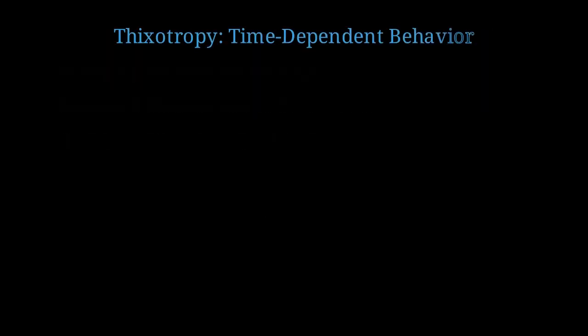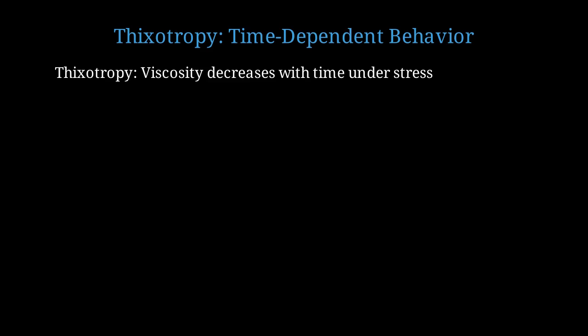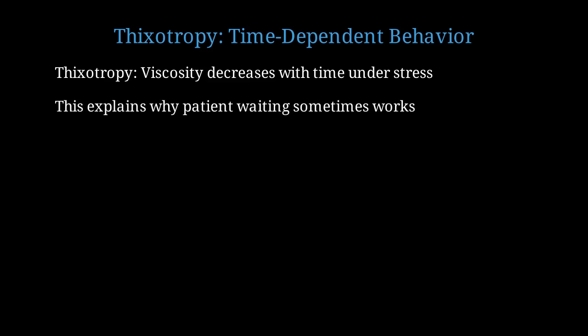Ketchup exhibits another fascinating property called thixotropy, which is time-dependent, shear-thinning behavior. When you apply constant stress to ketchup, its viscosity decreases over time as the microstructure gradually breaks down under the sustained load. If you hold the bottle upside down and wait patiently, eventually the structure weakens enough that flow begins. But this can take many seconds or even minutes.